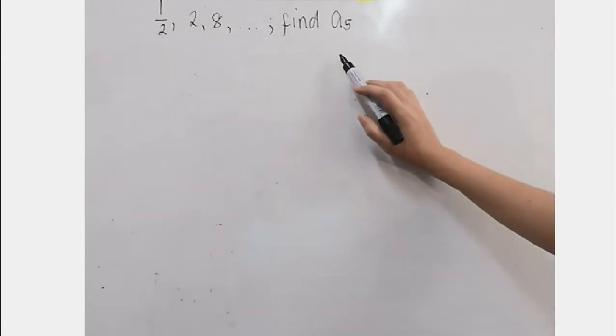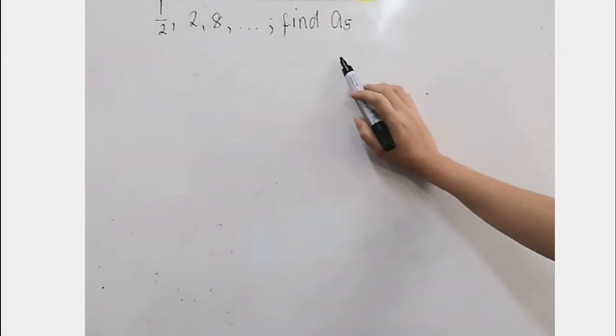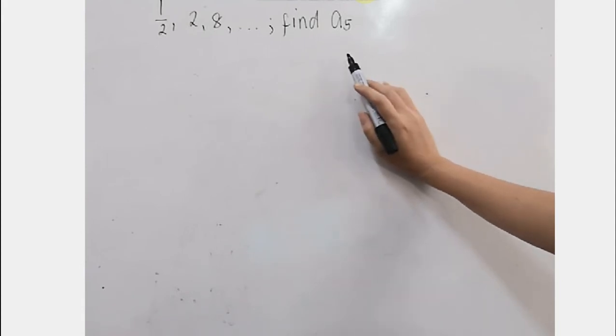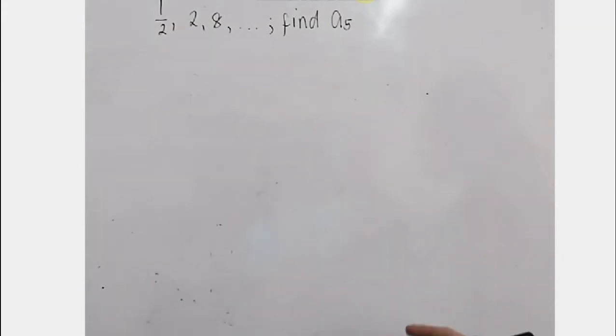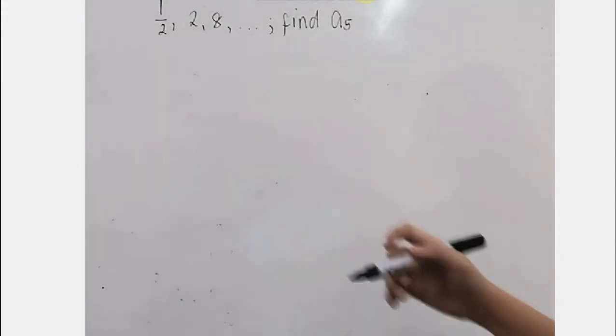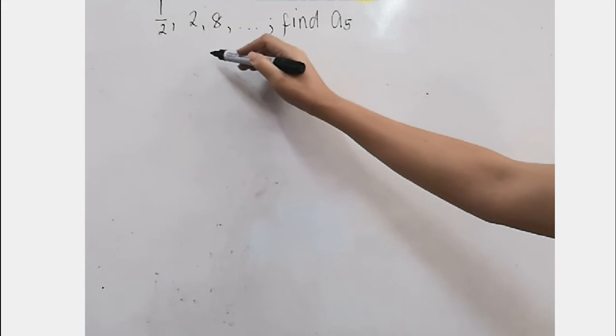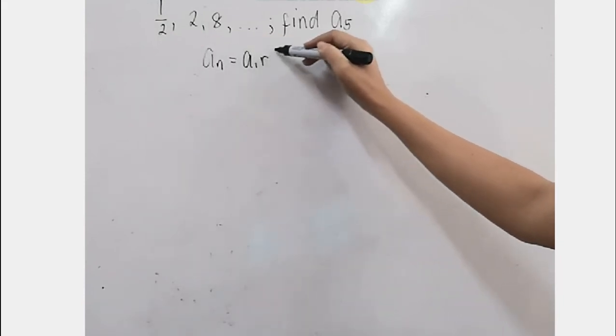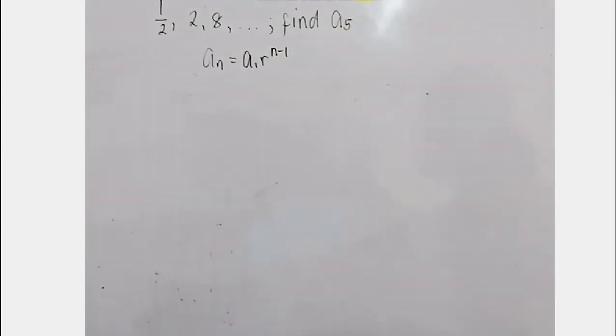We have here our second example, 1/2, 2, 8, and so on. Find the fifth term of the given geometric sequence. So, let us write the formula para hindi natin makalimutan and para guided tayo. We have a sub n is equal to a sub 1 times r raised to the power of n minus 1.